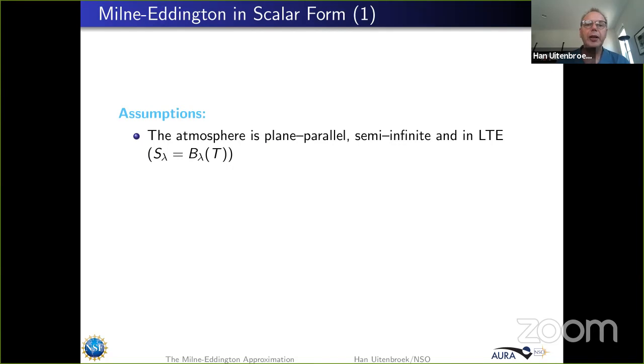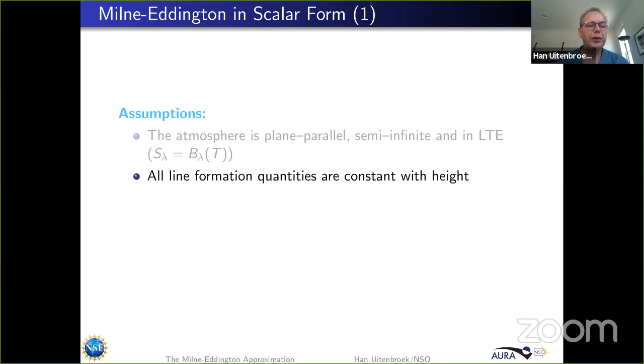So Milne-Eddington, the basic assumptions, there are three. The first one is that the atmosphere is plane parallel, semi-infinite, and in LTE. We talked about this before in the lecture before the lunch break. This means that the properties of the atmosphere are constant at a given height in all directions horizontally. And this means that the source function is given by the Planck function at all wavelengths and is only dependent on temperature, nothing else.